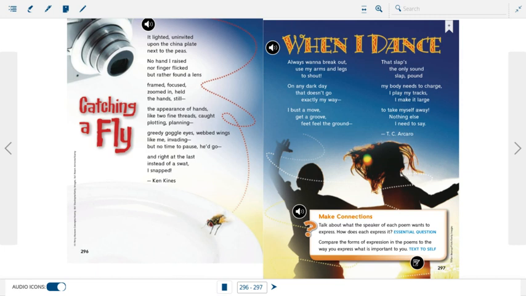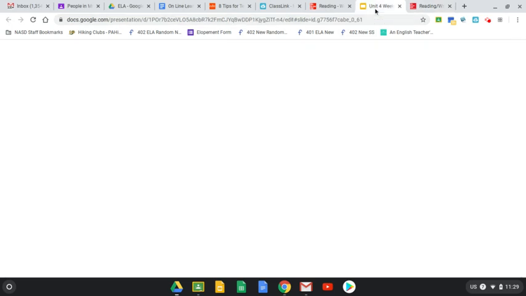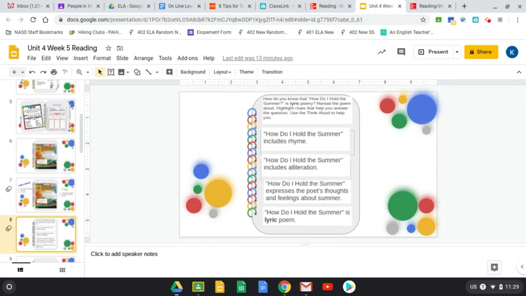So, if you're like me, I think that Catching a Fly is a lot harder to read as a poem. I really have to sit and think and look through each stanza to understand what the poet is trying to share with me. Let's go back to our slides and see if we can determine whether or not Catching a Fly is a free verse or whether it's a lyric poem.